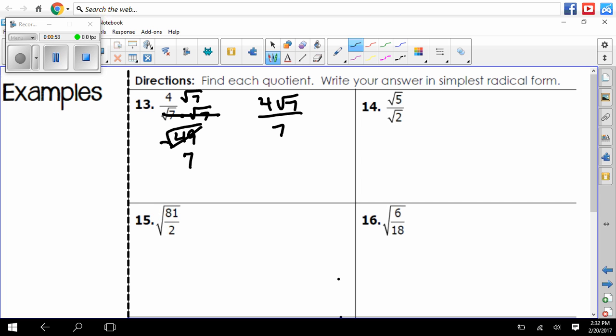Number 14, I've got a radical 5 and a radical 2. They don't simplify, so I'm going to multiply by radical 2 on top and on bottom. That gives me radical 2 times radical 2, which is radical 4, and the square root of 4 is 2. Now I've got inside times inside, so 5 times 2 is 10. So radical 10 over 2. Now the 10 is on the inside, and the 2 is on the outside, so they do not reduce.